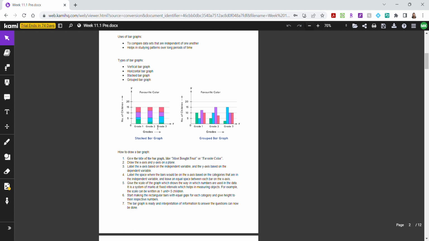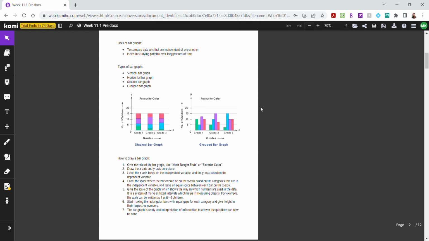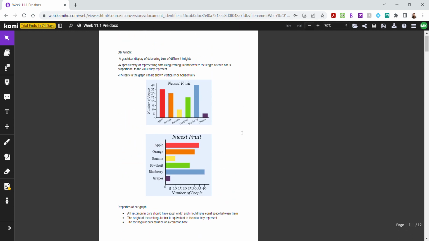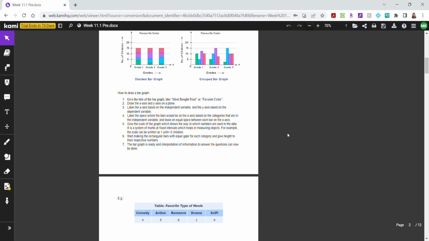Essentially, a grouped bar graph could also look like this. Instead of putting them on top of each other, you would just put them side by side like this. Not to worry about it. The more common ones that come on tests are these kinds. All right, now how to draw a bar graph. So these are some of the tips, the steps.